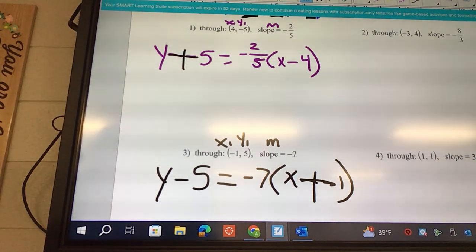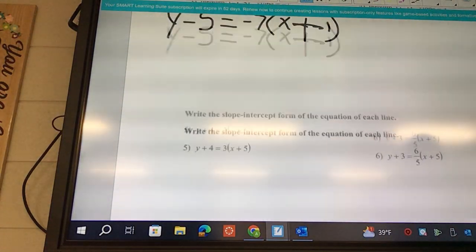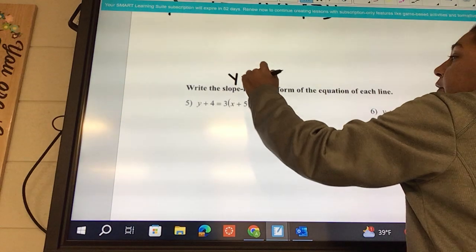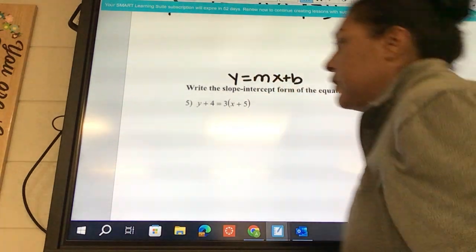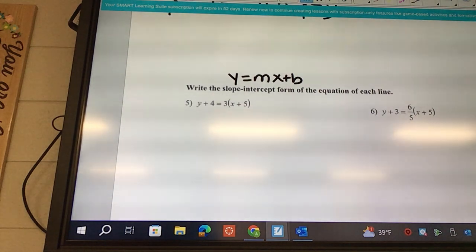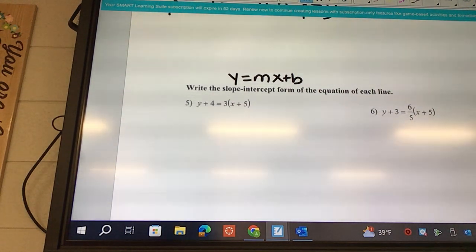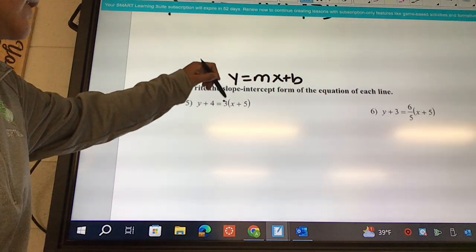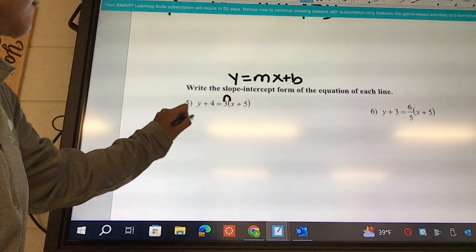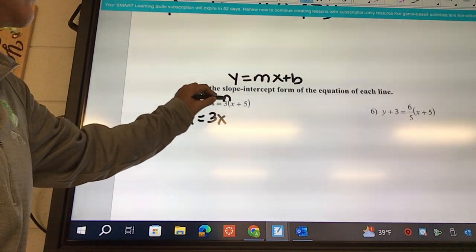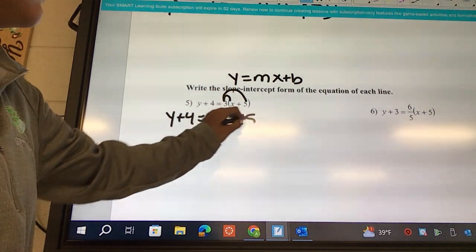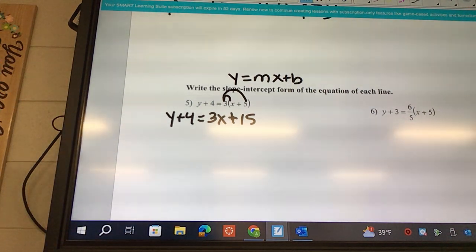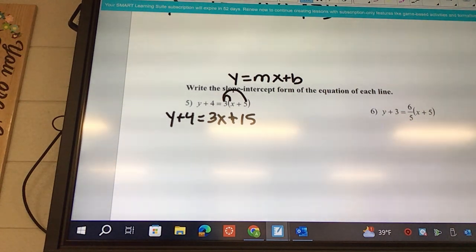Okay, the next one says, write the slope-intercept form. That is y equals mx plus b. So essentially we're trying to get the y by itself. They've already given it to us in point slope form, so notice how this one has parentheses. We did this again on Thursday. So 3 times x is going to be 3x. And then 3 times 5 is going to be 15. So we distribute, and then what was our next step?